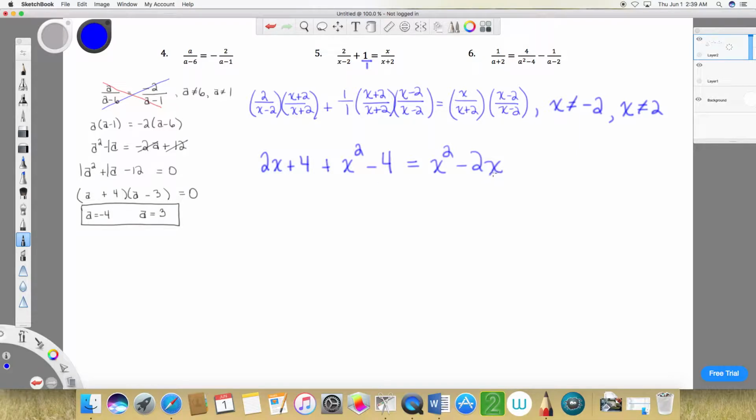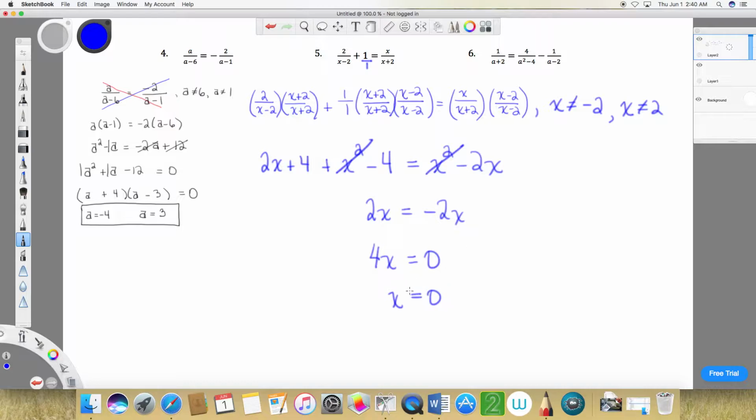When I look at both sides of this equation, I see an x squared term on each side. If you subtract x squared from each side, those cancel, and we just have the resulting linear equation. It's going to be pretty easy for us to solve. On the left-hand side, we've got 4 minus 4, which is 0. So we've got 2x is equal to the opposite of 2x. If I add 2x to each side, I've got 4x is equal to 0, or x equals 0.